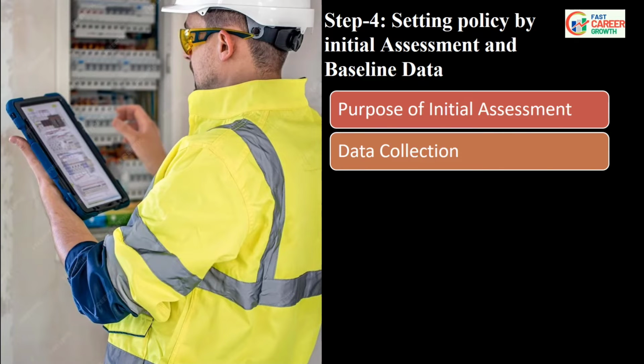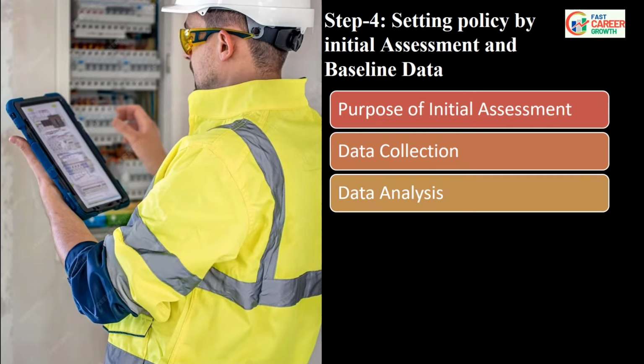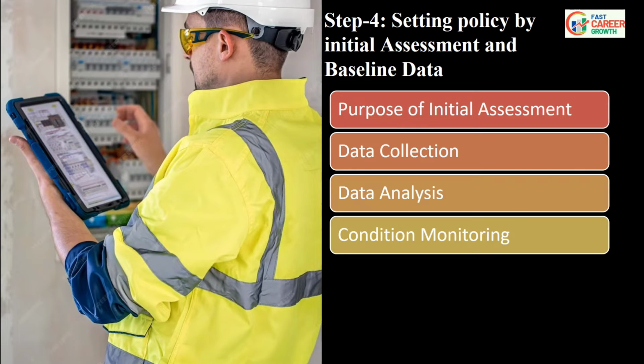Data analysis. Analyze the collected data to identify patterns, trends, and areas that require improvement. This analysis helps in setting priorities for TPM activities and creating a targeted improvement plan. Condition monitoring. Use condition monitoring techniques like vibration analysis, thermography, and oil analysis to assess the health of equipment. Condition monitoring helps in predictive maintenance and early detection of issues.